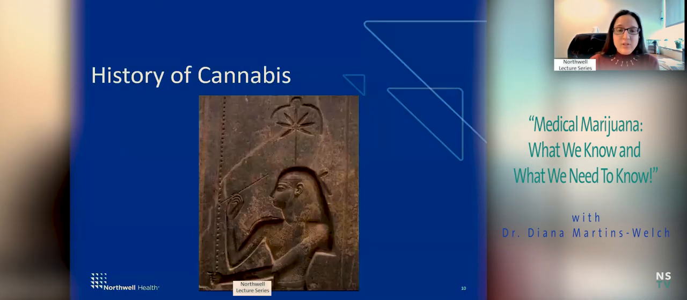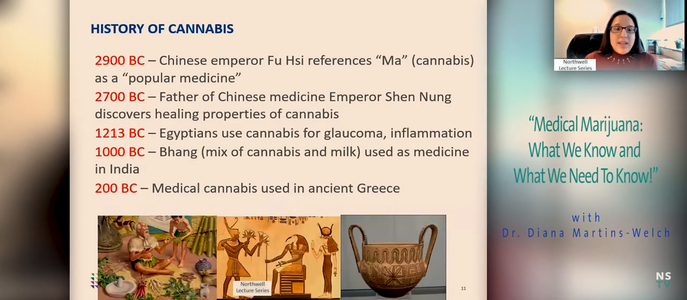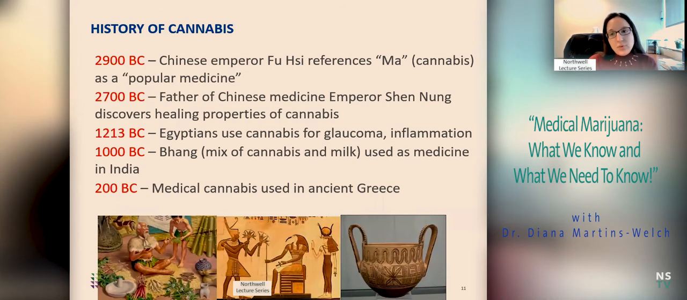So I want to step back and look at the history of cannabis for just a minute. So cannabis is by no means a new, novel drug. It dates back as far as almost 3000 BC into ancient China, where it was used back then as a popular medicine. It migrated over to ancient Egypt by 1200 BC, and India, where they were using it mixed with milk for a medicinal substance. And later it was found in ancient Greece.